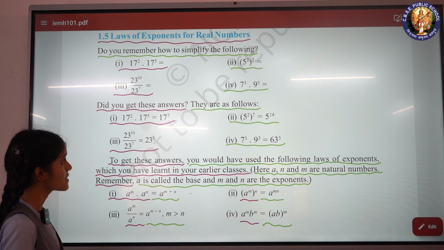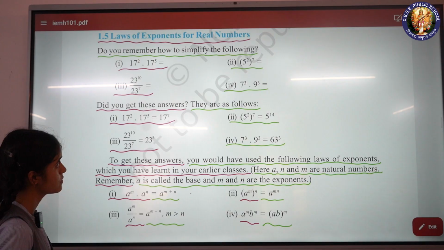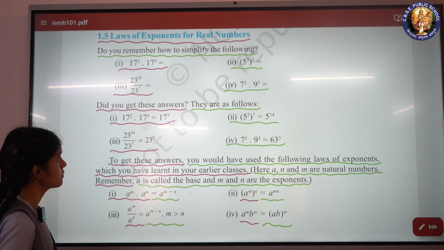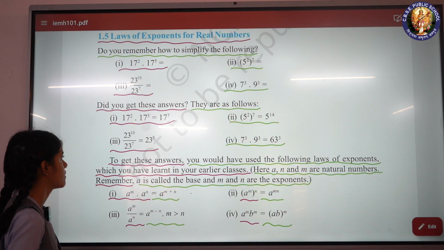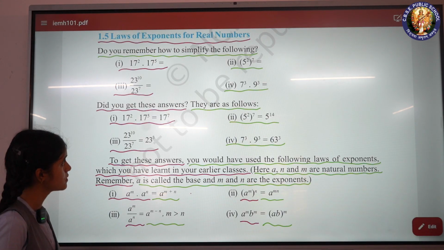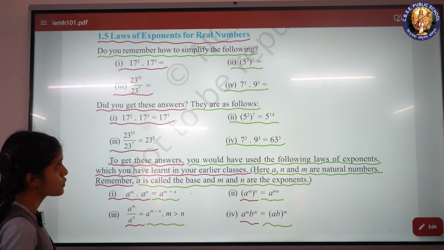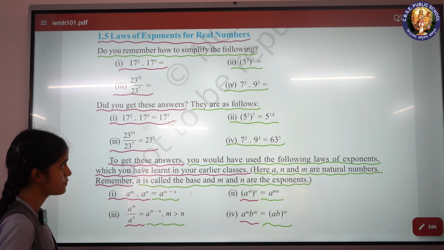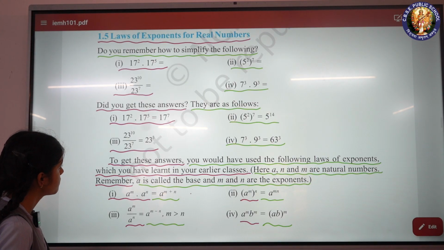Second, 5 to the power 2 whole power 7 is equal to? Third, 23 to the power 10 by 23 to the power 7 is equal to? Fourth, 7 to the power 3 into 9 to the power 3 is equal to? Did you get these answers?